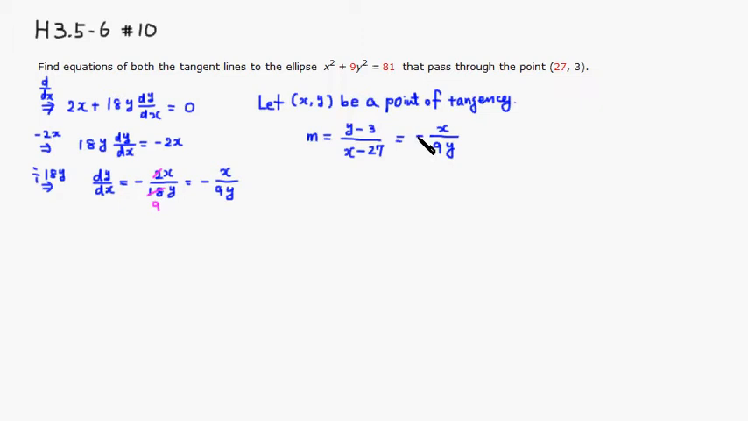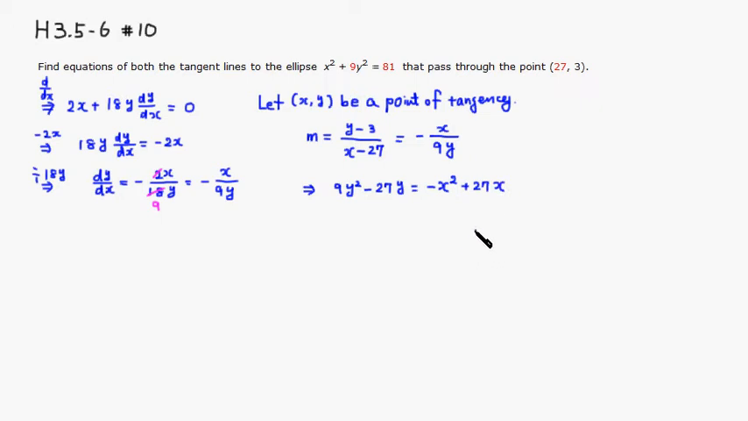I don't like fractions, so I'm going to do a cross multiplication. 9y times y is 9y squared. 9y times negative 3 is minus 27y. That equals negative x times x, which is negative x squared, then negative 27 times negative x, which is positive 27x.